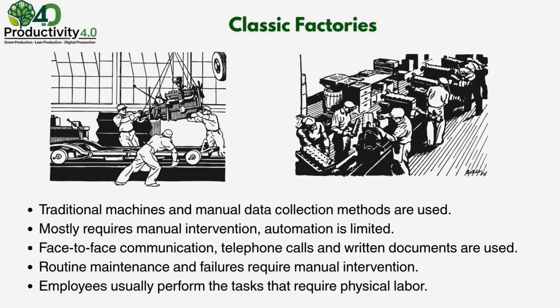In classic factories, production processes largely depend on manual labor. Traditional machines usually have fixed and limited functionality, leading to a lack of flexibility in production. Additionally, data collection is often done on paper, requiring manual intervention for information flow.